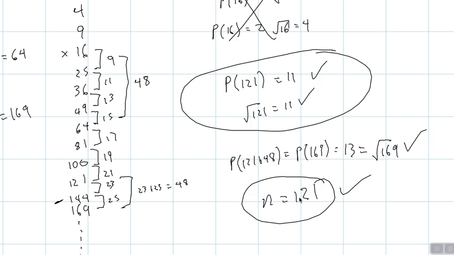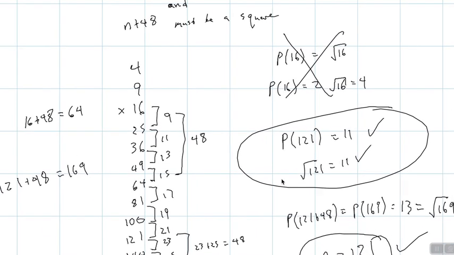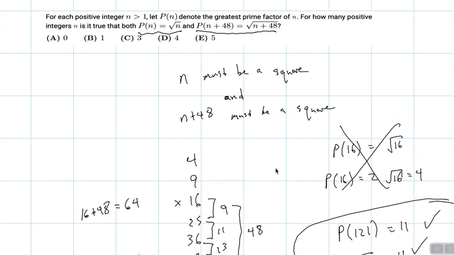When n is equal to 121, that's the only time when this is true. So for how many positive integers n is it true? The answer is 1. So the answer here is choice B.